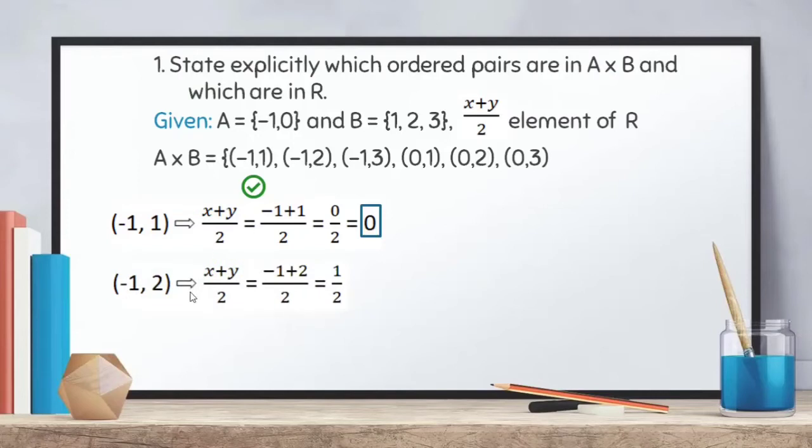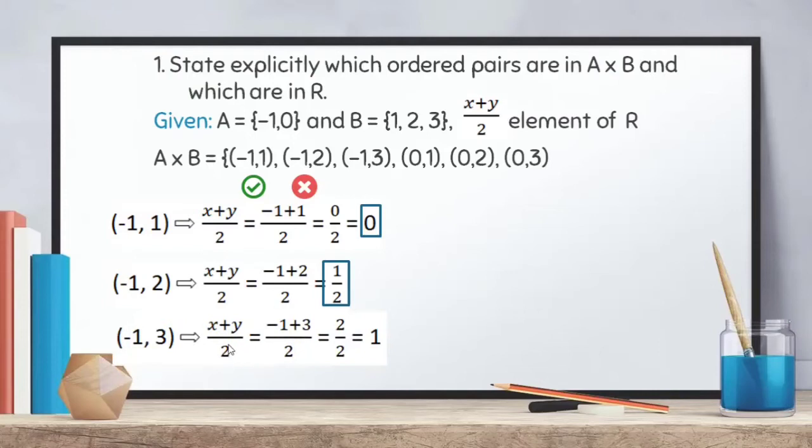Plugging in the values, we have negative 1 plus 2 all over 2. And the answer is 1/2. Since it is a fraction and not an integer, therefore it is not an element of R. Okay, so we place there an X. Now let's go to the third element, (-1, 3).